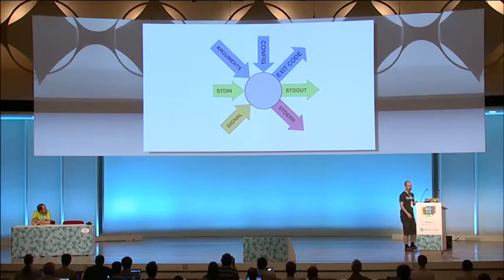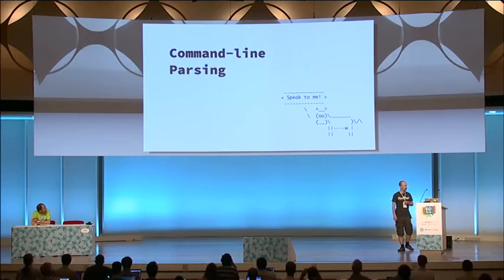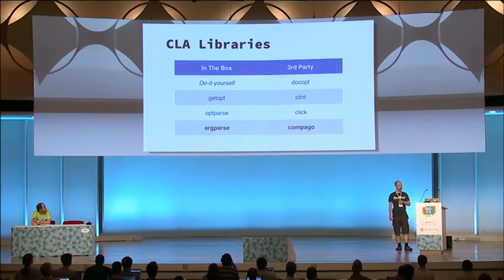And then finally, we've got the exit code, which is the number that's returned when the program's finished to say whether it did what it was supposed to or whether it encountered an error. So I'll start with command line parsing.